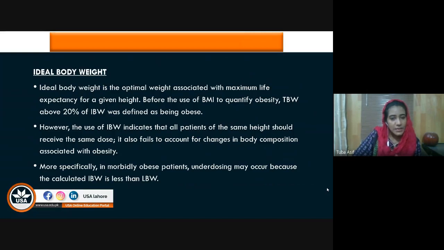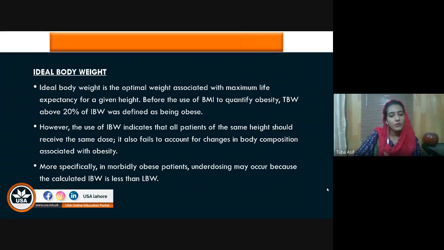Ideal body weight is basically the optimal weight that is associated with the maximum life expectancy for a given height. Before the use of BMI as the most common and easiest way of determining nutritional status, a total body weight above 20% of the ideal body weight was termed obesity.